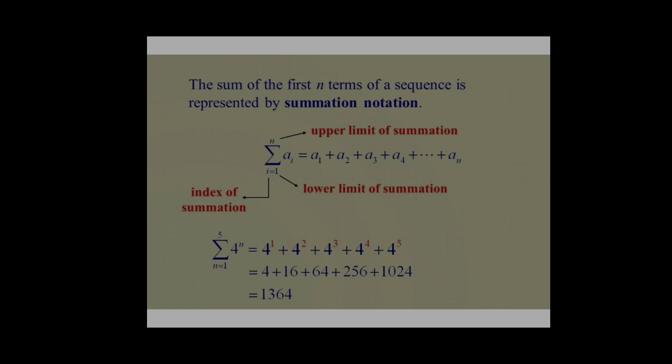So 4 to the nth power equals 4 to the first, 4 to the second, 4 to the third, 4 to the fourth, and 4 to the fifth. 4 to the first is 4, 4 times 4 is 16, and 16 times 4 is 64. So 4 to the fourth power is 256, and 4 to the fifth power is 1024. So overall it is 1364. That's the sum.